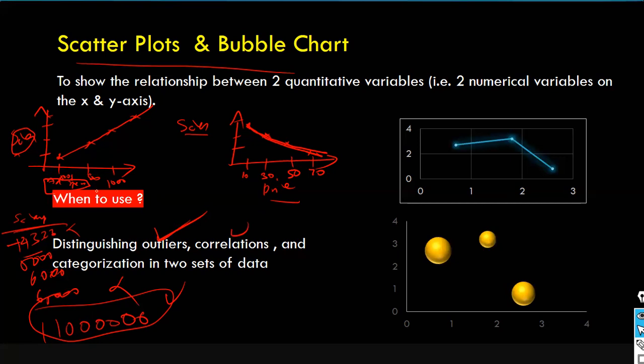You can also find the correlations. Is there any correlation between sales and ad spend, or sales and price? You can use a scatter plot. Now you understand when you can use a scatter plot or bubble chart. If you want to find the correlation between two numeric variables, you can go for this one. The advantage is that you can identify outliers and correlations. That is the whole purpose of going for a scatter plot.